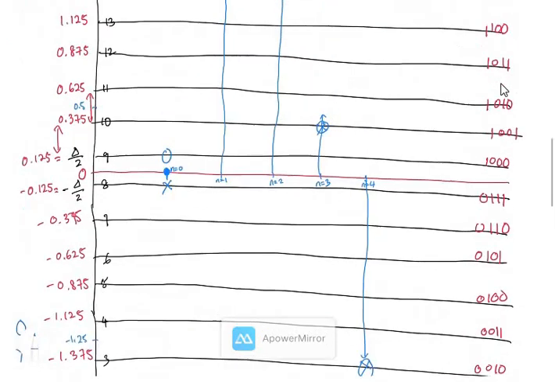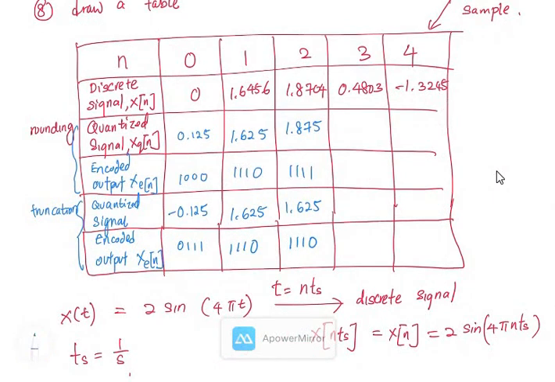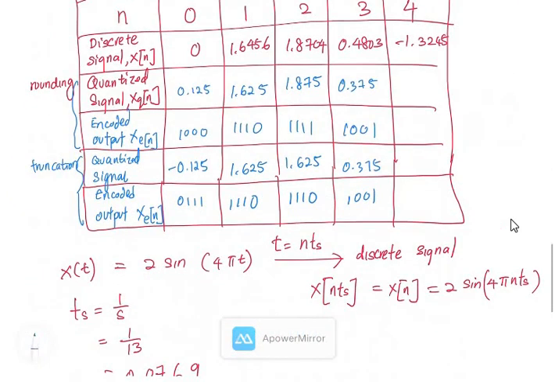And then when n equal to 3, I have the value also the same, 0.375 for both truncation and the rounding, and the code word is 1001. This one also the same. And then the last one is negative 1.375, code word is 0010. Both are the same. Okay, so we have completed the truncation and the rounding quantized signals.